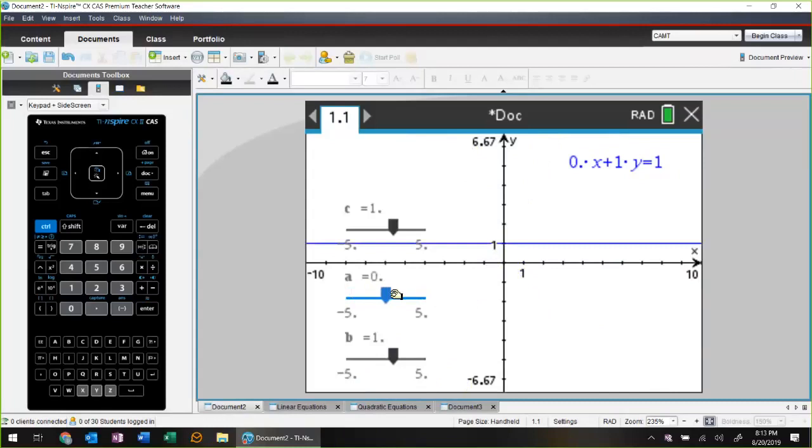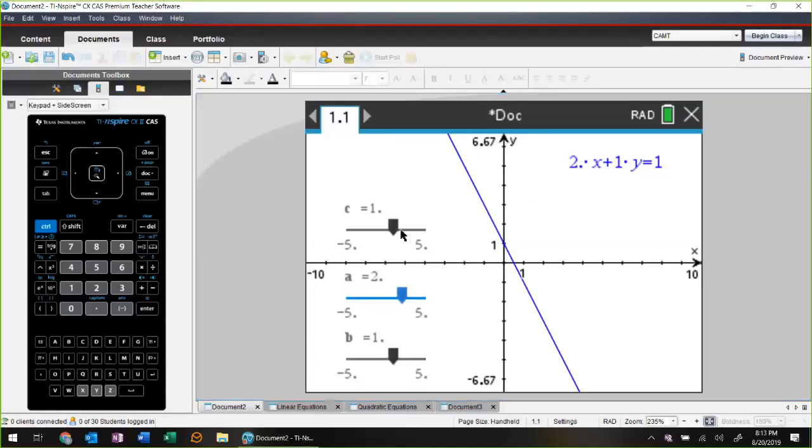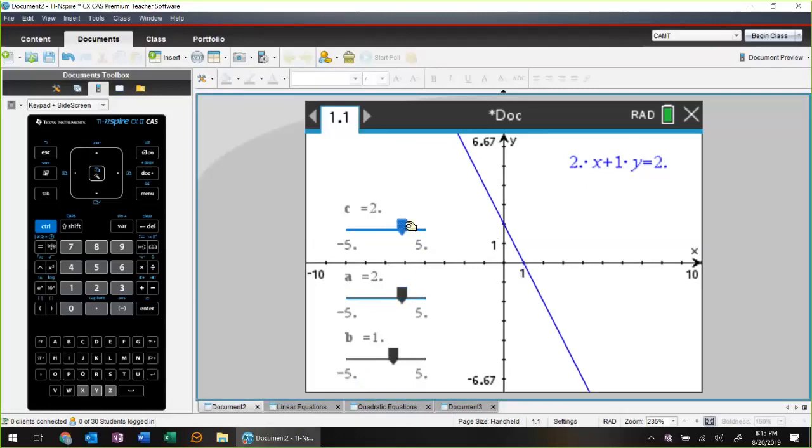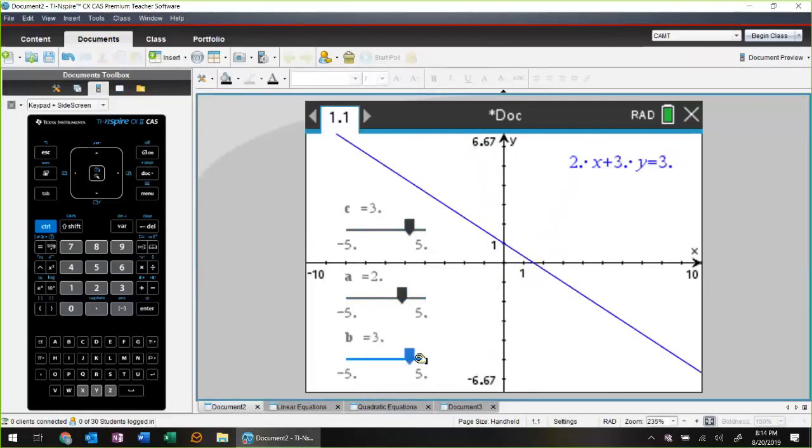And we might ask our students, why does A have no effect on the y-intercept? And point to the fact that x is 0 on the y-intercept, and so that A value will be multiplied by 0 and have no effect. I might change C and see what happens there. Well, here, both intercepts change, but the slope is unchanged by C. Or I might change B and notice that the x-intercept is unchanged.